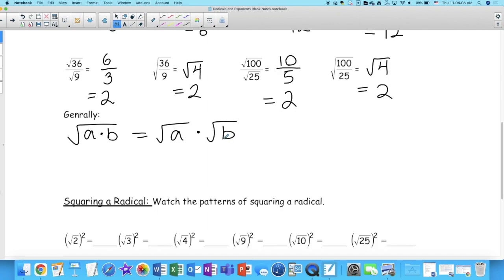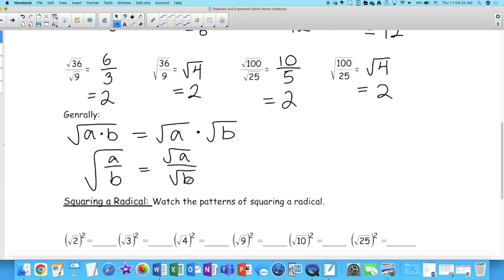Okay? And I can do the same thing with division. If I have the square root of a quotient, a over b, that can be written as the quotient of two separate radicals: the square root of a divided by the square root of b. Okay? This is going to come in really handy when we start to simplify these radicals and convert them into mixed radicals.